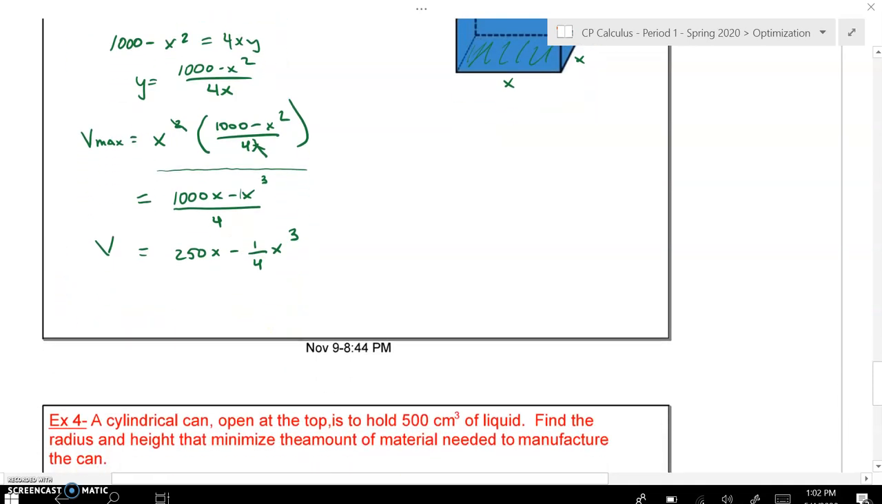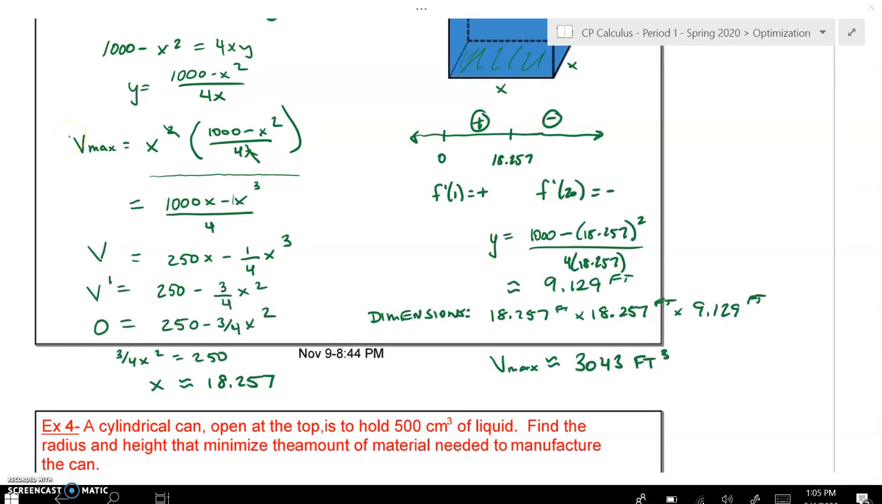So I'm going to do the derivative of that so that I can find the critical values that I need. The derivative is here: 250 minus 3/4 x squared. 0 is equal to that, because I'm trying to find critical values here, maxes and mins. So I'm looking for those locations with tangent lines, slope equal to 0. So set it equal to 0 and solve for my critical value. In this case, as an approximation, because I had to round, it's 18.257 feet as the x dimension on this box.